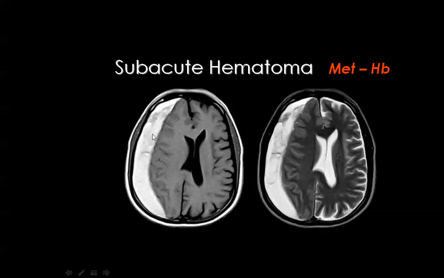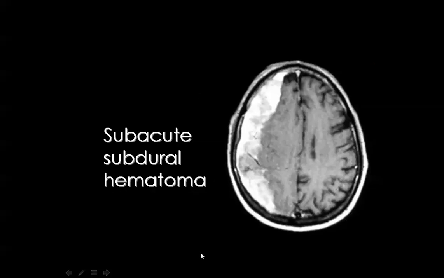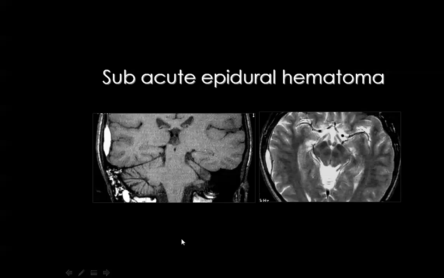And you see the subacute blood is bright in the T1 and also bright in the T2 weighted image. Remember, the T1 is identified by the black appearance of the CSF, and the T2 is known by the bright appearance of the CSF. Then this is a subacute subdural hematoma. You see a high signal in the T1 weighted image with mass effect, compression of the ventricle, effacement of the sulci, and minimal midline shift to the opposite side.